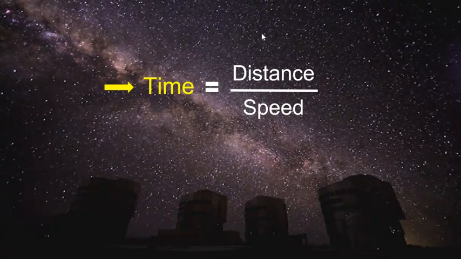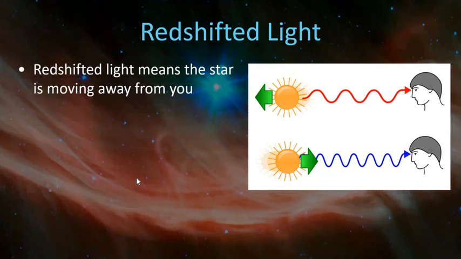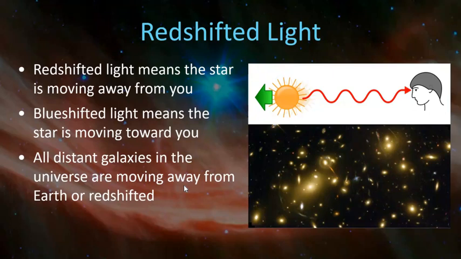This time, in our formula, we're going to look at time. Remember last week we talked about redshifted light? Well, redshifted light means the star is moving away from you. Blue-shifted light means the star is moving towards you. And I mentioned last week it's similar to Doppler radar.